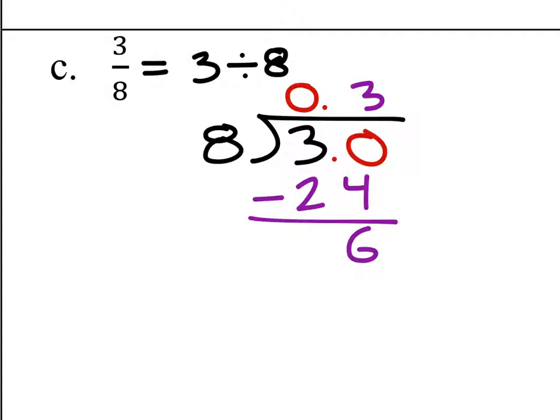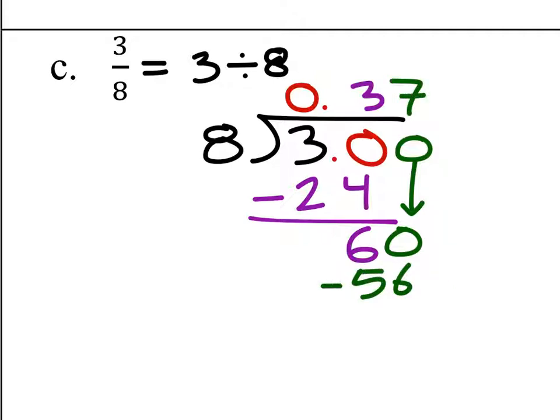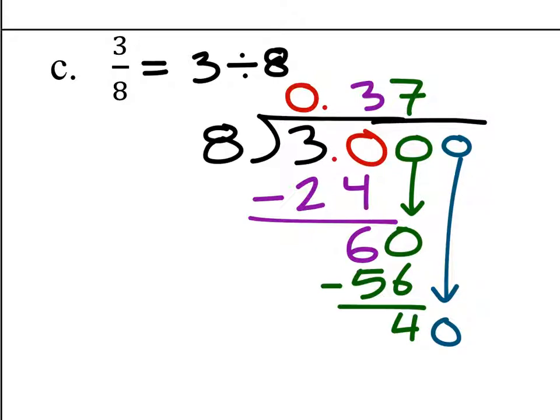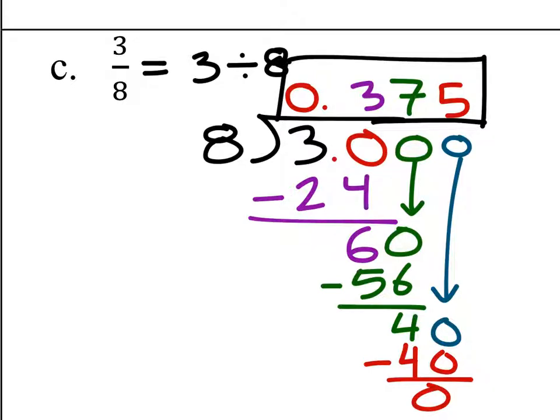8 won't go into 6. That's good. But I need to drop a 0 so that it can go into something. 8 goes into 60 7 times. 7 times 8 is 56. Subtraction. And we got a 4, so we're going to need another 0 to drop. And 8 will go into 40 exactly 5 times. 5 times 8 is 40. Subtract, and we have 0 remaining. And this would be our decimal value for 3/8 or 3 divided by 8.